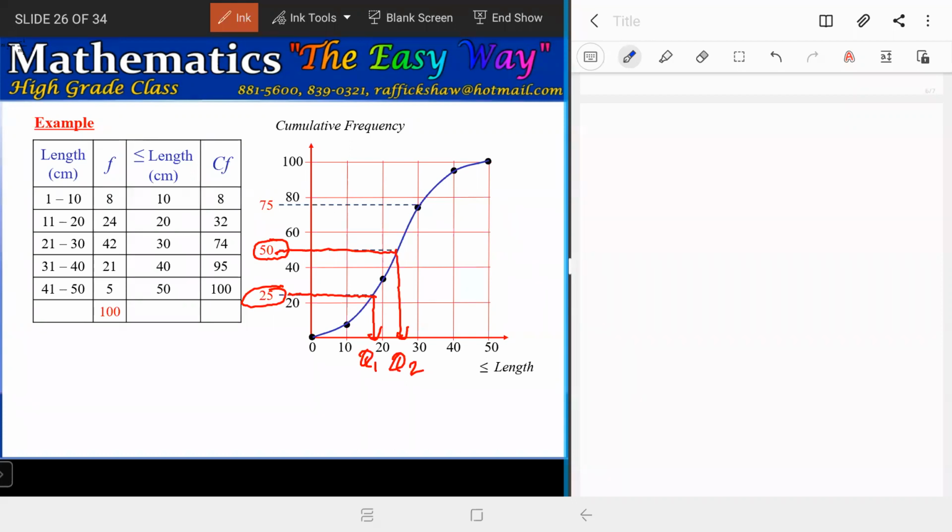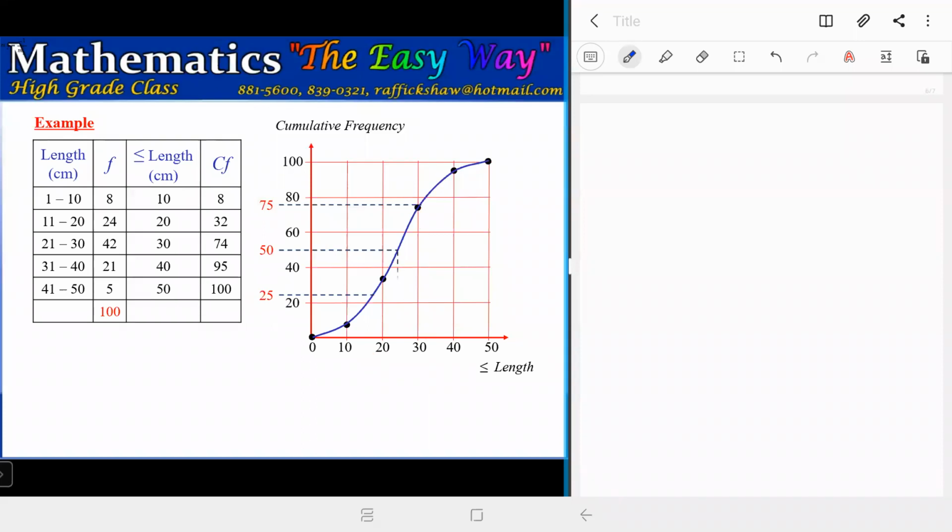So I come up on the graph and this is the 75th leaf. I come across on the graph, read it down, and it tells me the length of the 75th leaf. And that is the upper quartile. But that is done for you on the graph, guys. See there? I'm finding the median length now. See there? Q2. Look at the graph, corresponding to the 50th leaf in the line.